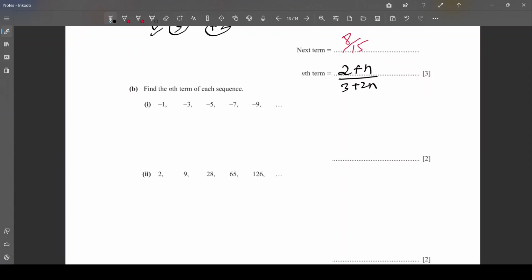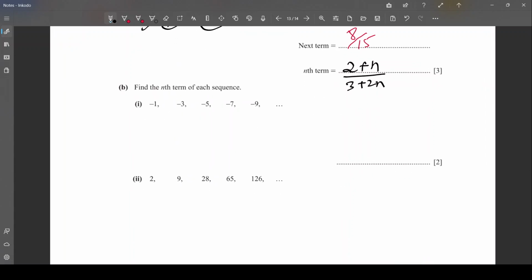Okay, then find the nth term of this sequence. So minus 1 minus 2 is minus 3, minus 3 minus 2 is minus 5, minus 5 minus 2 is minus 7, minus 7 minus 2 is minus 9.